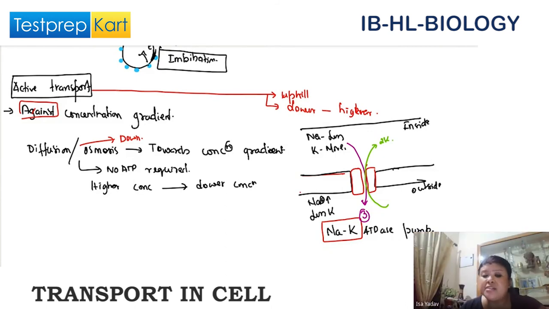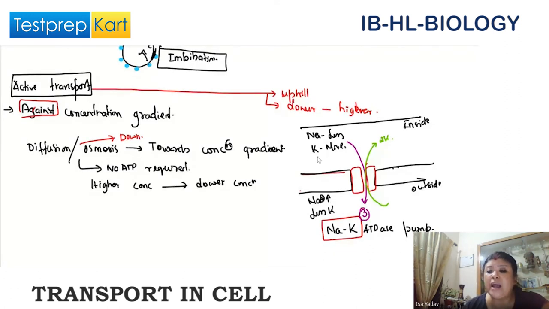In the same way, see in this diagram that I have given, inside the neuron, sodium is less and potassium is more. Outside, sodium is more, but potassium is less. But do you see the transport? What is happening? 3 sodium comes out, 3 sodium and 2 potassium goes in.